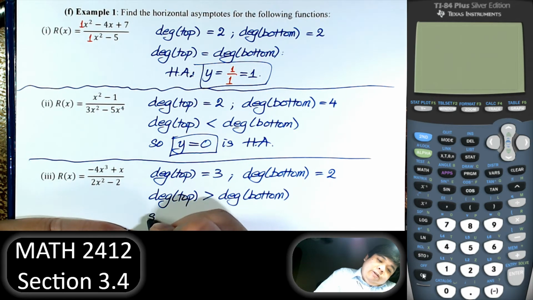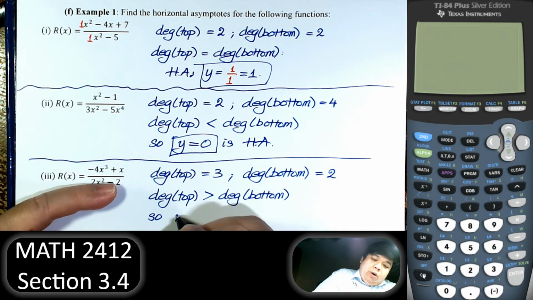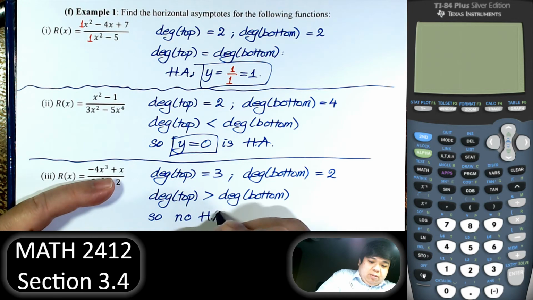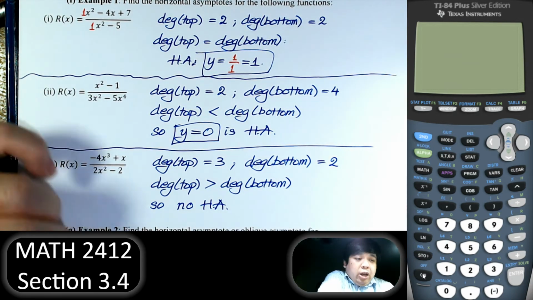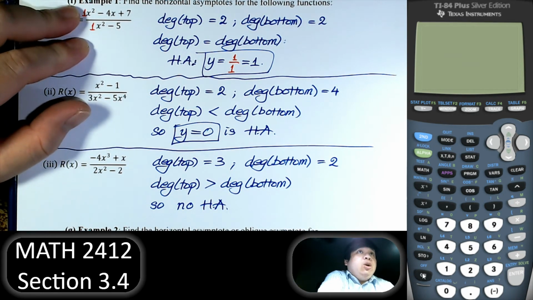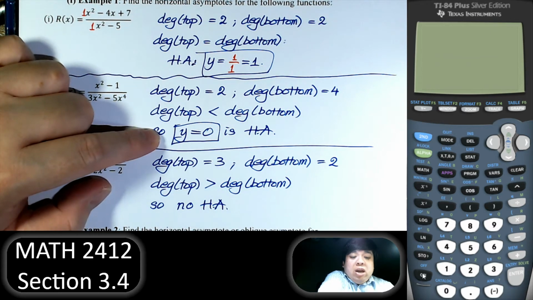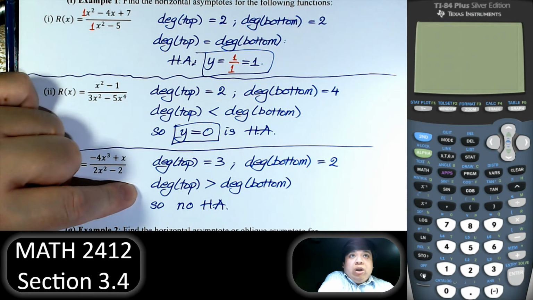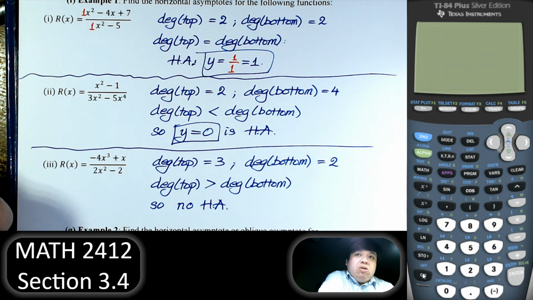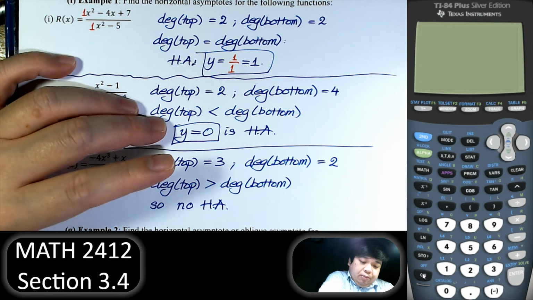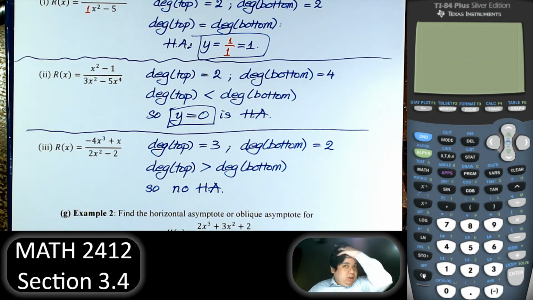So we have no horizontal asymptote. We have 3 scenarios. When they are equal, we divide the leading coefficients. When the degree at the bottom is bigger, y equals 0. When the degree on top is bigger, there's no horizontal asymptote. So vertical asymptote and horizontal asymptote are straightforward.